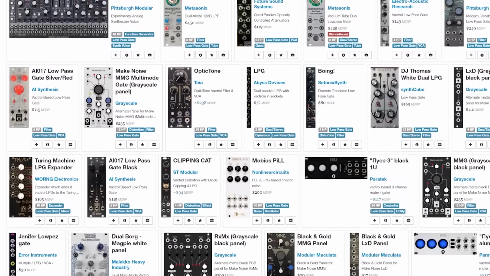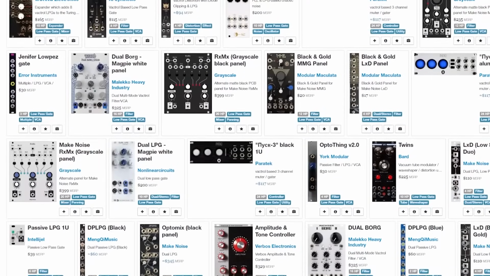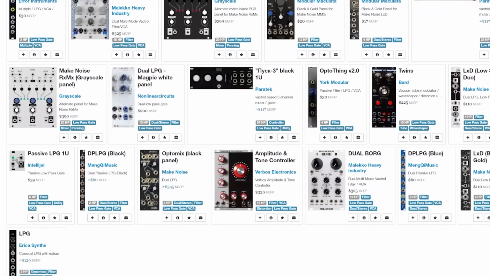And with that said, I would love to take you over to my rack and show you some of the low-pass gates that I have in my system so you can hear what they sound like and we can see how they work. All right, let's go over there.